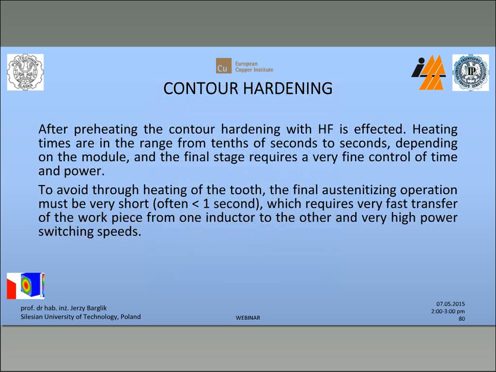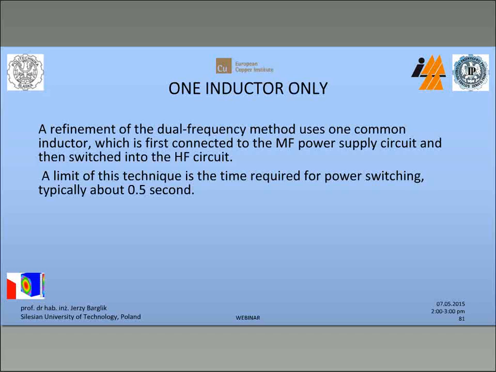Of course, in order to avoid through heating, the final austenization operation must be very short. So it is necessary to have a source of high power. Oftentimes less than 1 second. It is necessary to have very fast transfer of the workpiece from one inductor to another, and very high power switching speeds, which decide the quality of the process. Of course, the best way, as I mentioned in the diagram shown a few slides before, is that the best system is one inductor only.